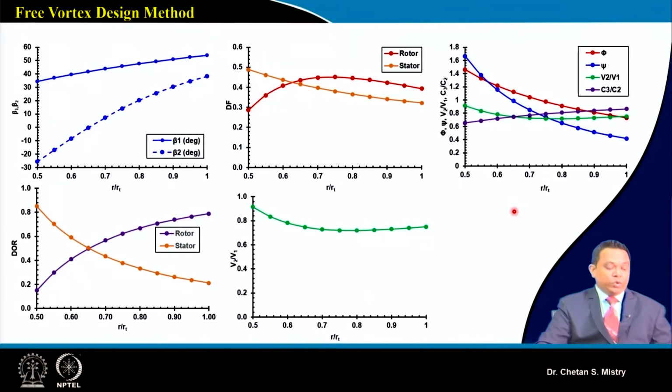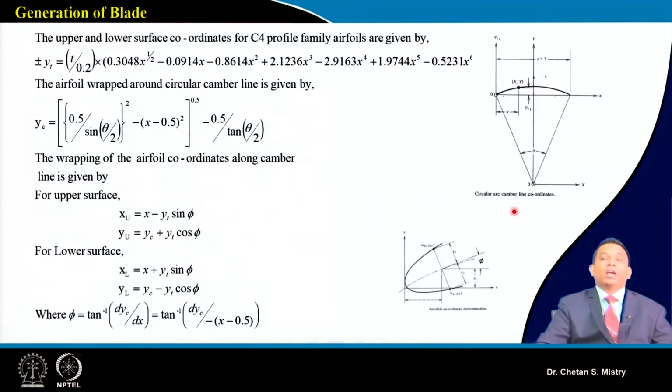Okay. Now, based on all the angles that we have calculated, we can go ahead with making the blade. In order to understand that part, let's look at how we make our profile, or how we make our blade. If you recall, we were discussing the equation for the thickness distribution for the C4 profile. So this is the equation for my C4 profile.